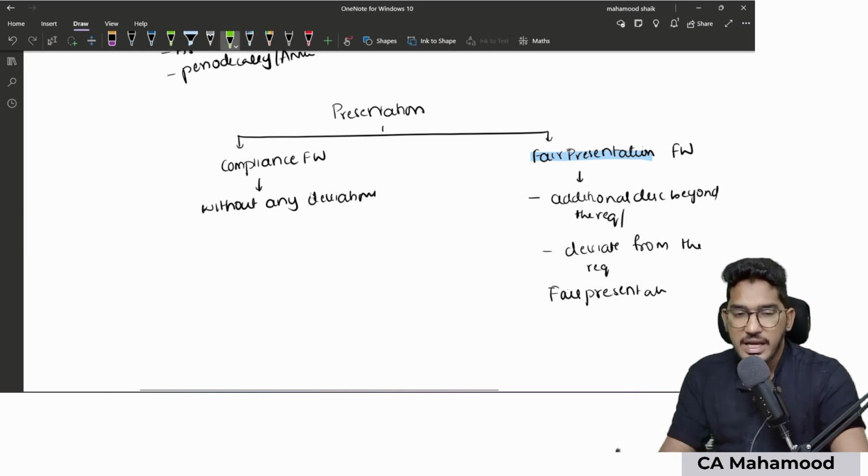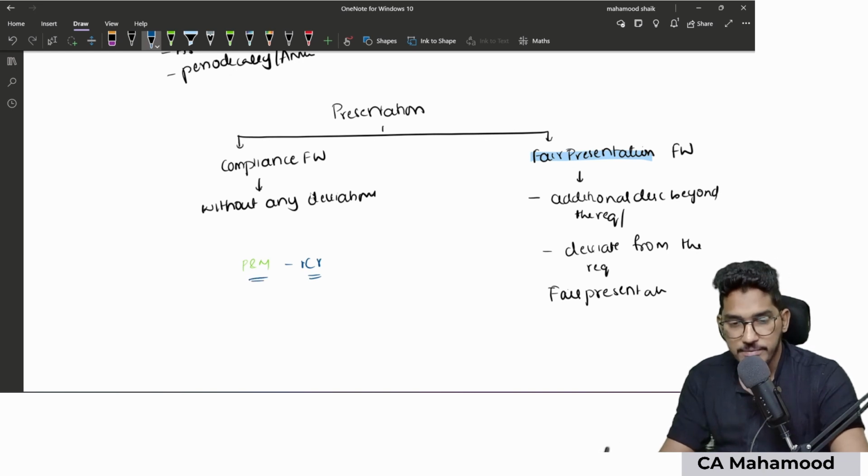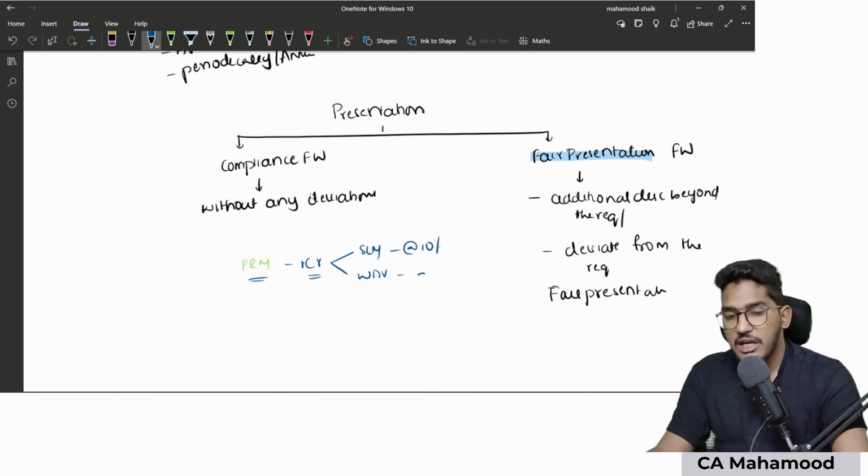Assume that an entity has bought some plant and machinery costing 1 crore rupees. As we all know, if the company is buying a fixed asset, it needs to be depreciated. And if you go by the Companies Act, only two methods are permitted for providing depreciation. Either you follow the SLM method or you follow the WDV method. Even rates are prescribed under the Companies Act itself. If you follow SLM, the depreciation rate will be 10%. If you follow WDV, the depreciation rate will be 15%. Assume residual value as 0 for convenience in the discussion.